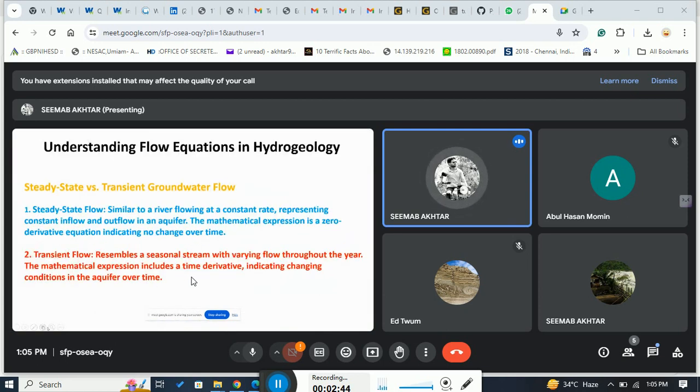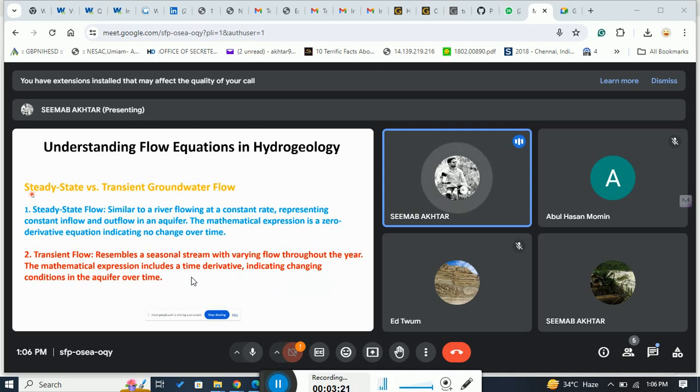Now we are going to understand the flow equation in hydrogeology. Basically, flow equation in hydrogeology is defined by two things. First is the steady state, and the second is the transient groundwater flow. Steady state flow is similar to a river flowing at a constant rate, representing constant inflow and outflow in an aquifer. The mathematical expression is a zero derivative equation indicating no change over time.